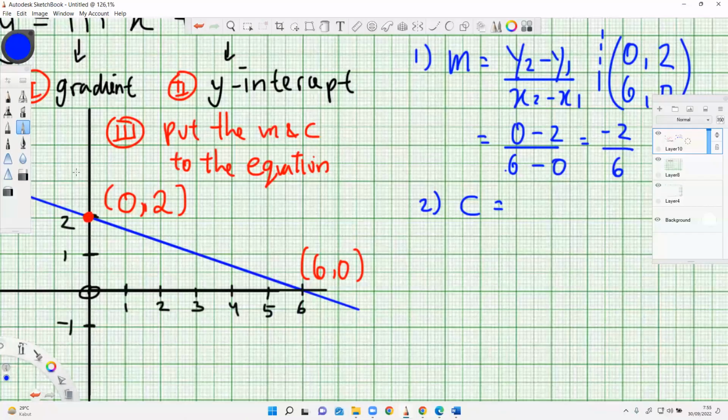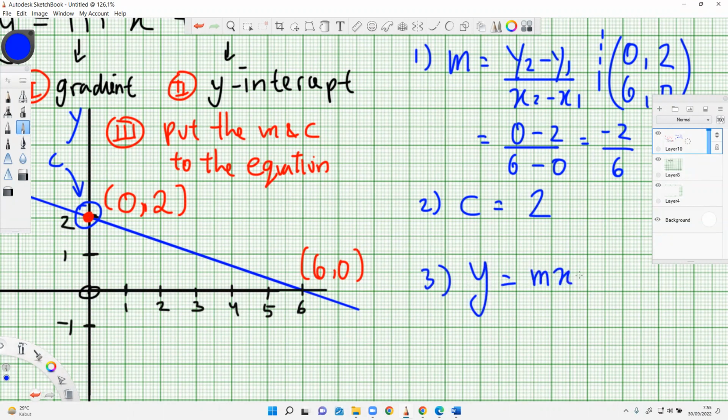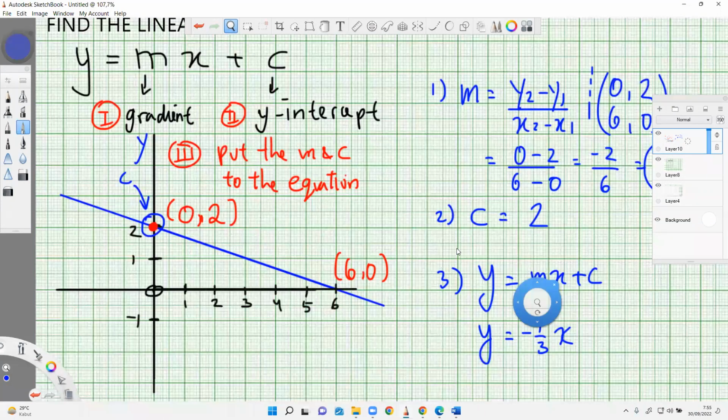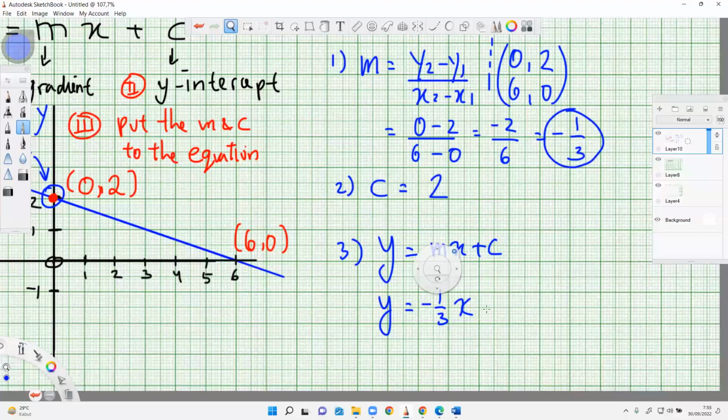Okay, so it hits the y-axis at 2. So where it hits the y-axis, you directly see the c. Okay. Understand, guys? And then put in the formula y equals mx plus c, where the m is -1 over 3x. You put the x and y as x and y also. Why? Because x and y are variables. What is unchanged is the m and c.